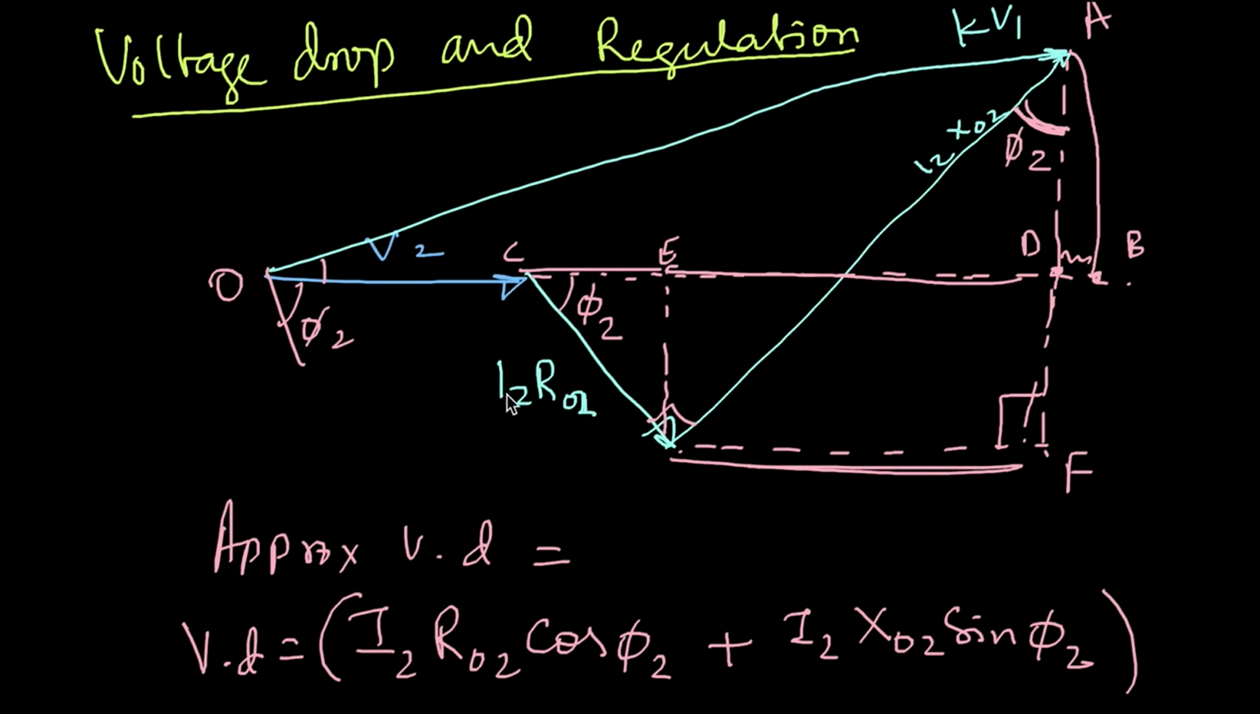C to E is I2 R02 cos phi 2. And E to D is nothing but, let's label this as G, ED is nothing but G into F, which is I2 X02 sin phi 2, because it's opposite to phi 2. So OC is V2, then CE is this term, and then this term is ED. So like this. Now all this is true when the power factor is lagging and this phi is below.